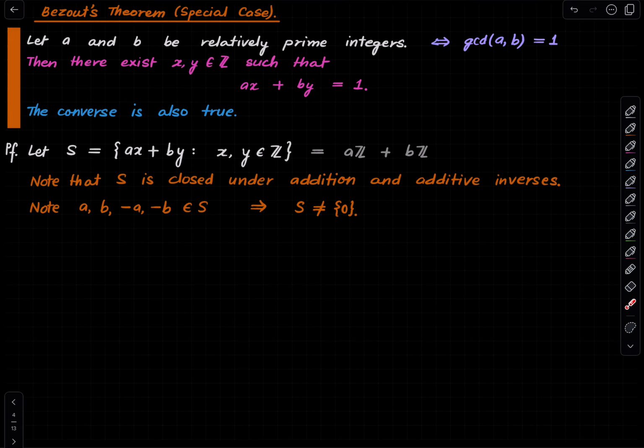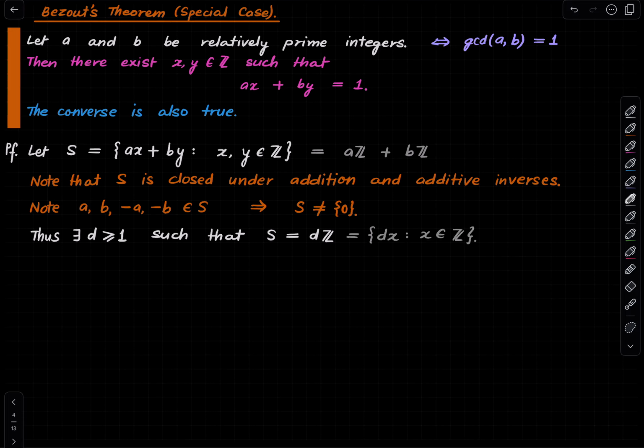Alright, great. And now by the previous theorem, there exists some positive integer D such that the set S is dZ, which again I'll recall, dZ is all multiples of D.